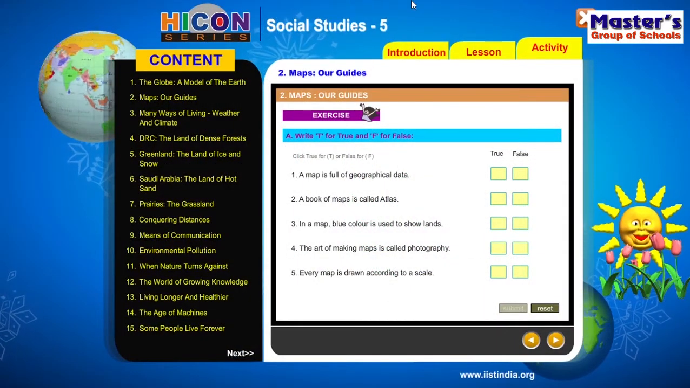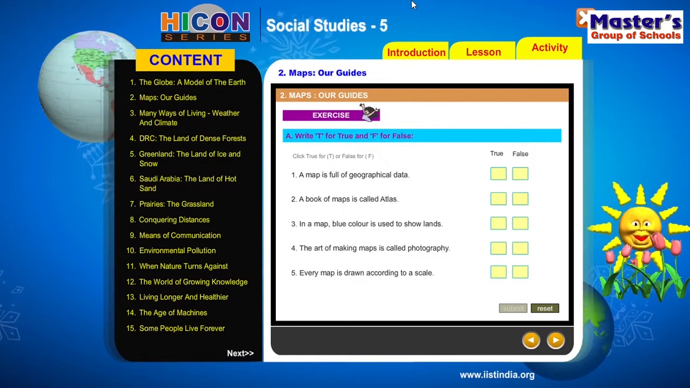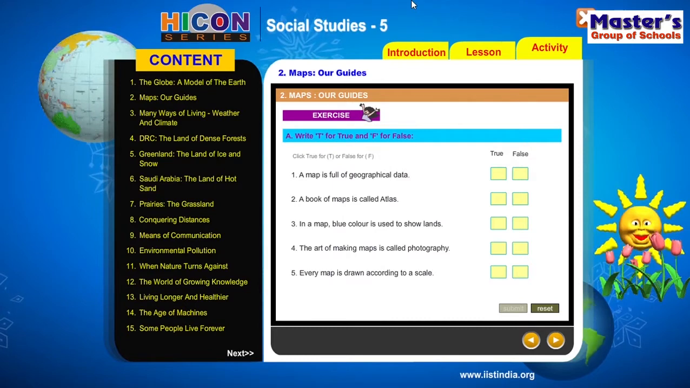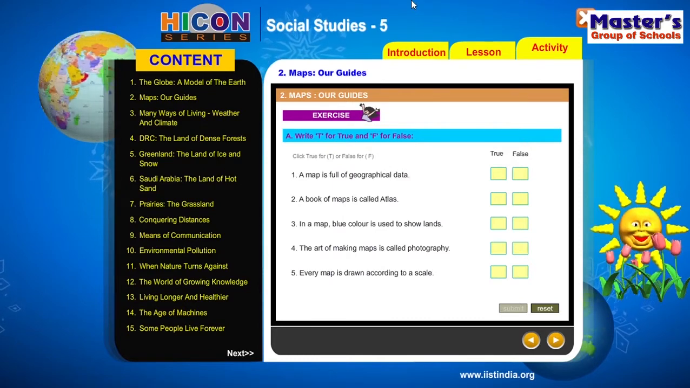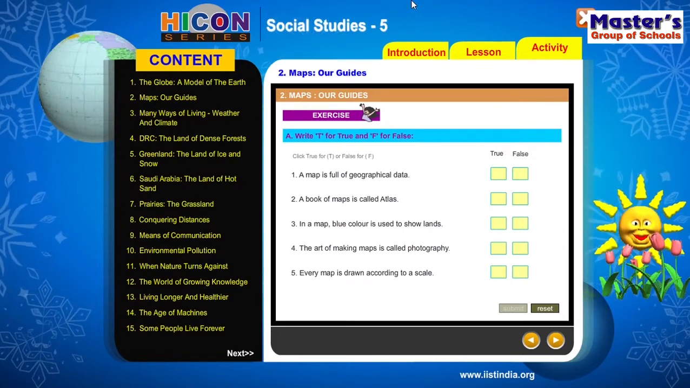Okay, children. So we had seen the lesson part, the maps, our guides, and now it's the time for us to do the activity part. Fine. Okay, the exercise actually starts with a true or false.